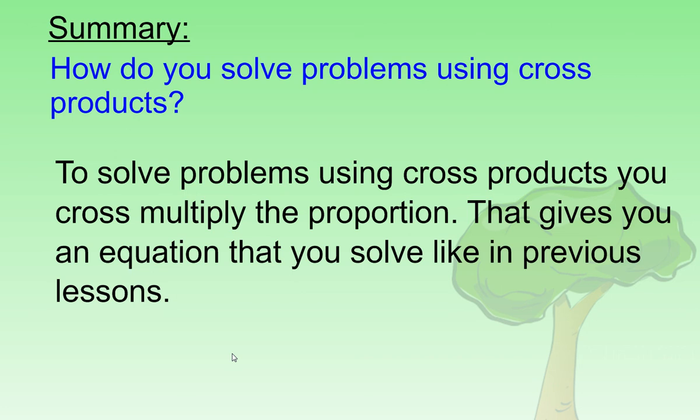So my summary basically comes down to this: to solve problems using cross products, you cross multiply the proportion. That gives you an equation that you solve like in previous lessons. And that's really what it comes down to. You cross multiply, solve the equation. That's it. That gives you your answer.